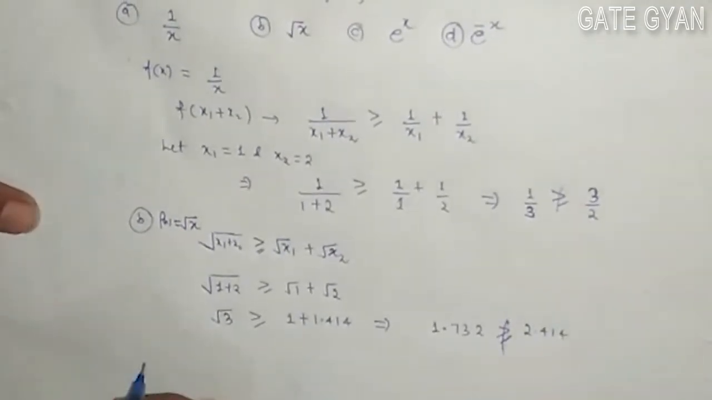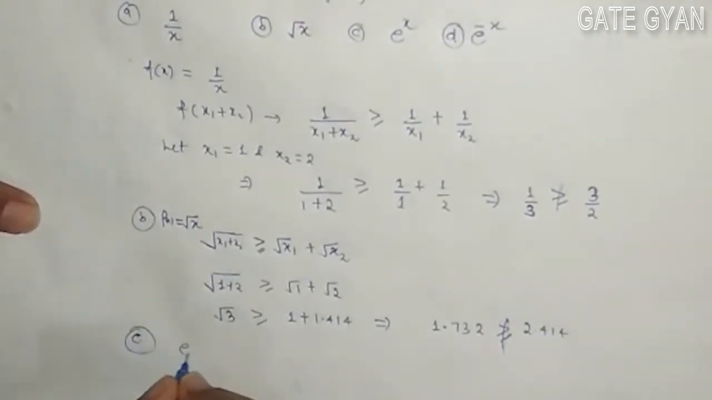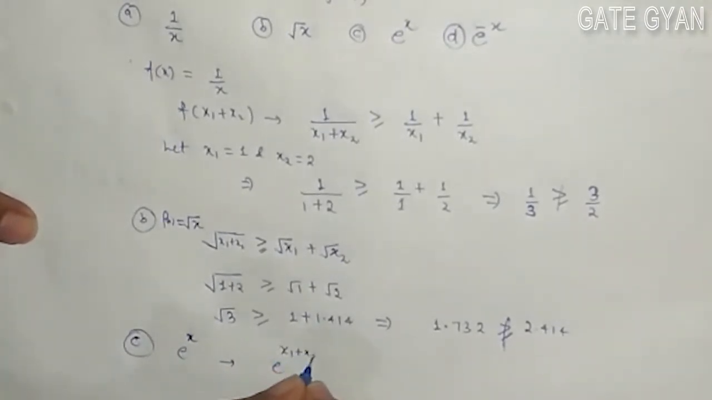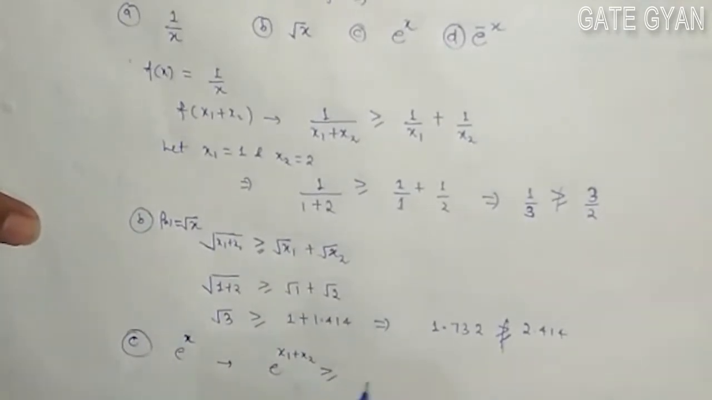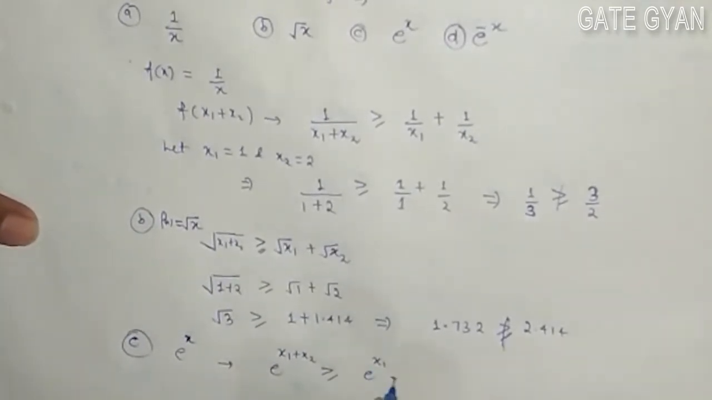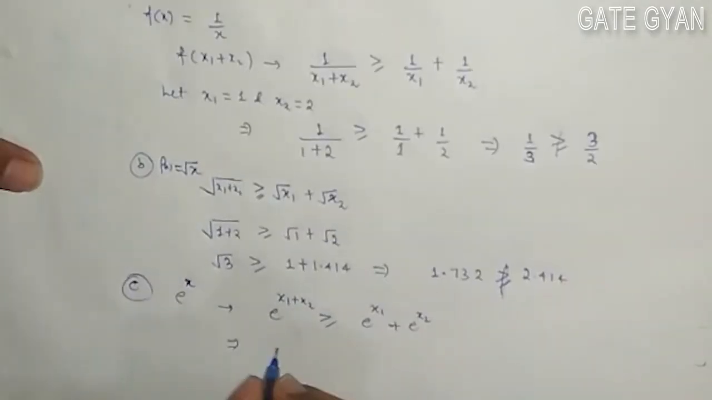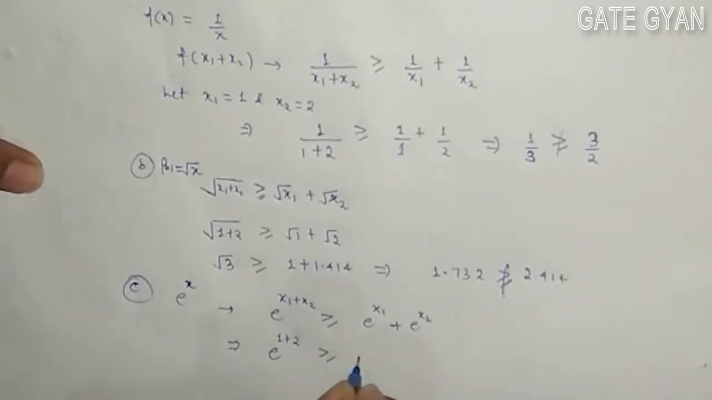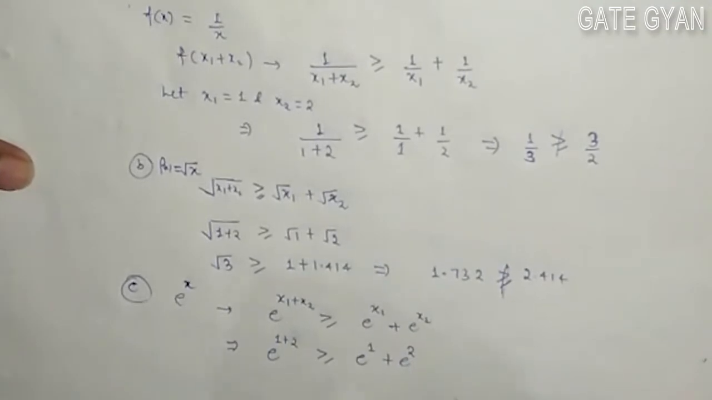Now we'll check for the third option. e to the power x. So how will it look like? e to the power x1 plus x2 must be greater than or equal to e to the power x1 plus e to the power x2. Now I'll put values. So this is going to be e to the power 1 plus 2. This must be greater than e to the power 1 plus e to the power 2.